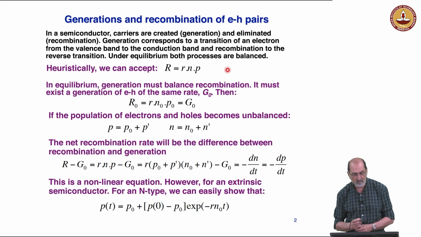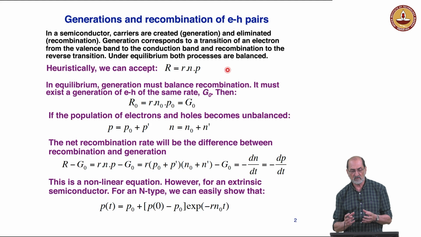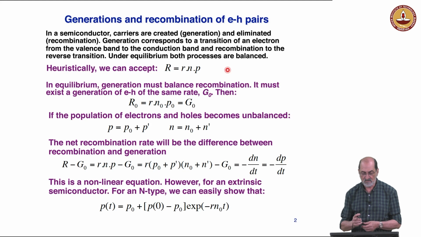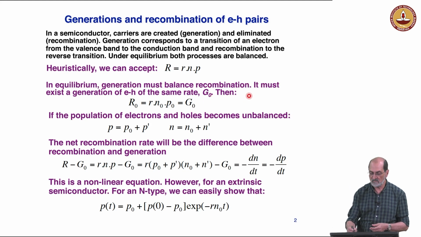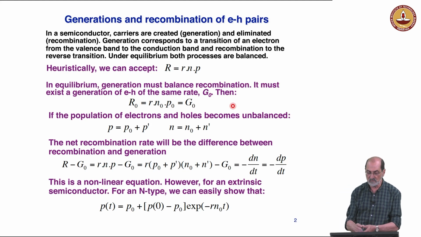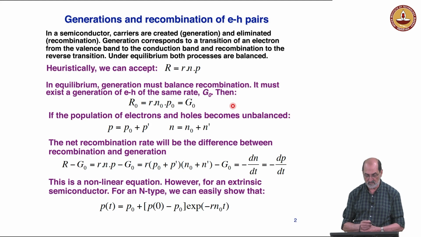So in equilibrium, the generation must balance recombination. Let's say that at a specific temperature, the generation is this G0. In equilibrium, the recombination, which is proportional to the densities n0 and p0, the densities of electrons and holes in equilibrium, has to be equal to the generation of those pairs. Recombination has to be equal to generation.